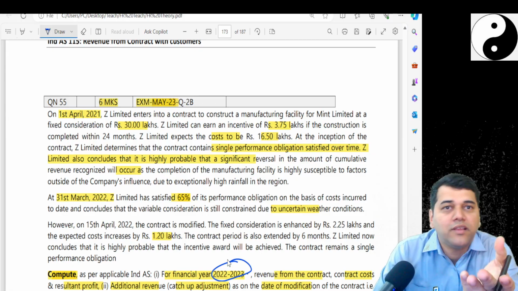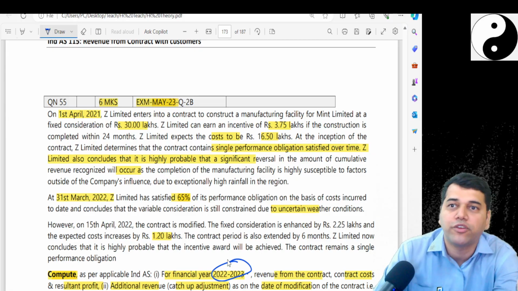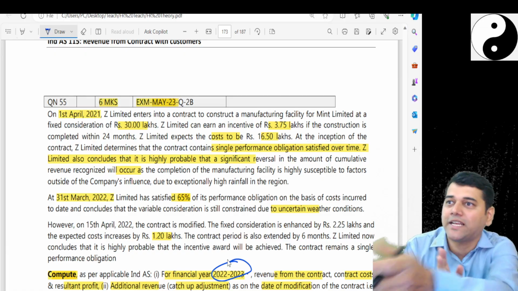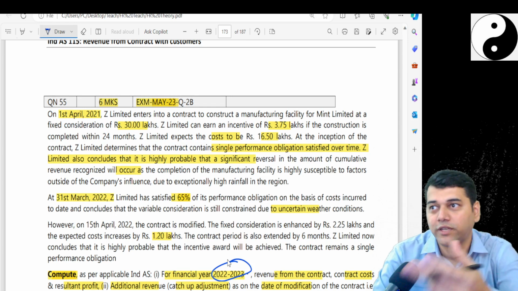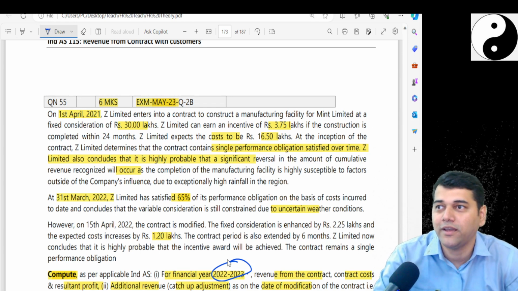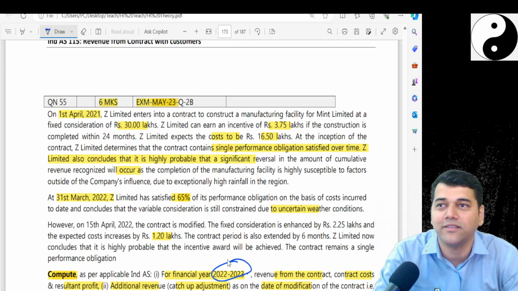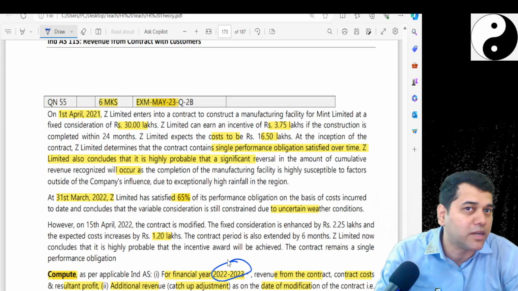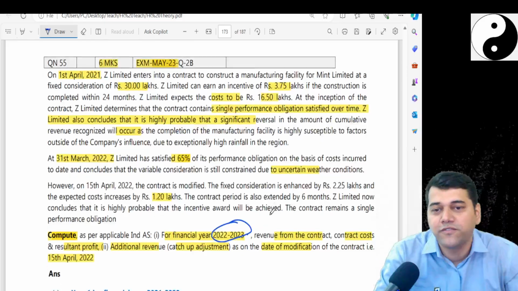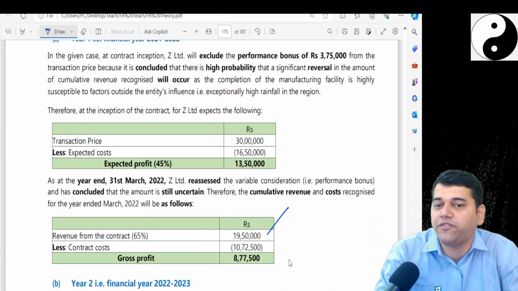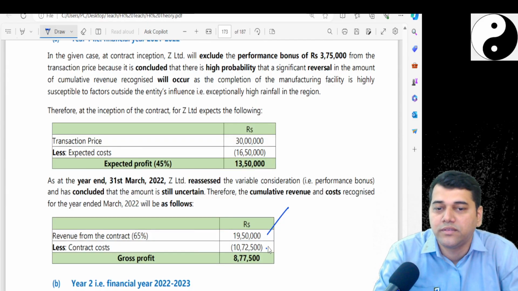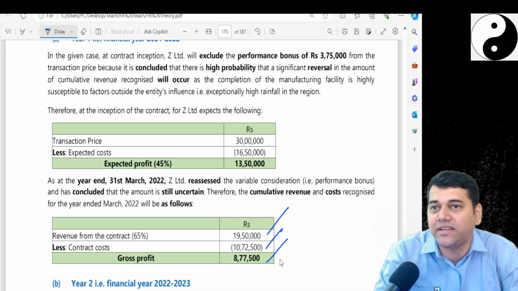Ultimately, see, this is the truth everyone faced at that point of time. It's not specifically targeted to one student there. What did you do? I want to test now. Okay, let us compare the answer. It's a 6-mark question. First thing I will ask you, did you get this 19.5, 10.72 and 8,77,500?